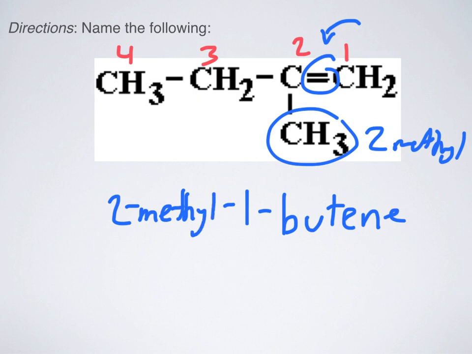So how would I draw that? Alright, let's draw my line structure. So 1, 2, 3, 4. Carbon 1 has my double bond, and then carbon 2 has a methyl group up like that. That would be my line structure for this.